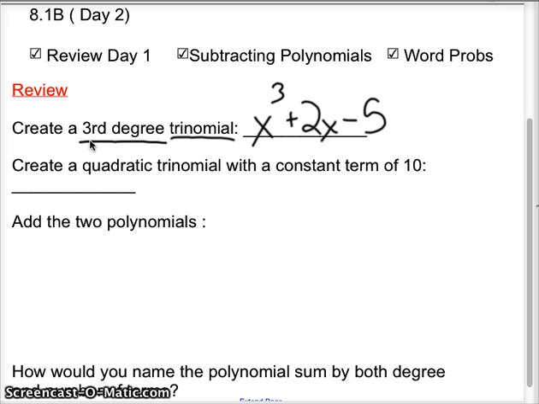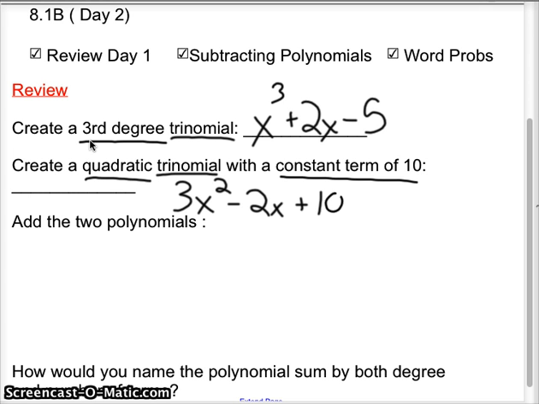Next, create a quadratic trinomial with a constant term of 10. So quadratic means that it needs to have a squared term. So I'm going to have 3x squared. Trinomial means it needs three terms with a constant of 10, constant being just a plain number. So I'm going to have minus 2x, and that tells me my constant, my number by itself, must be 10.